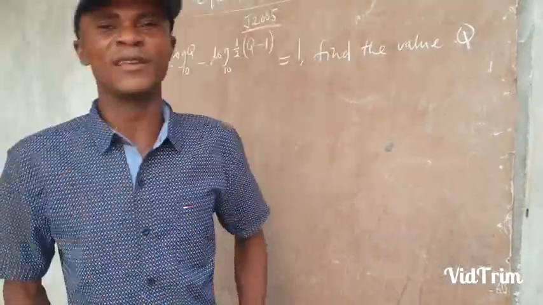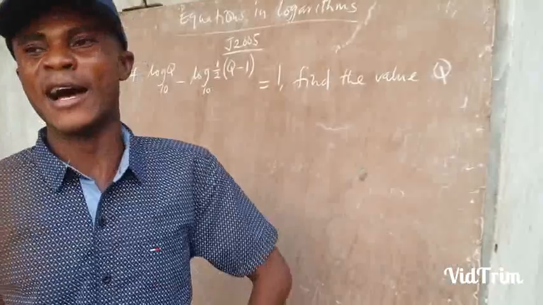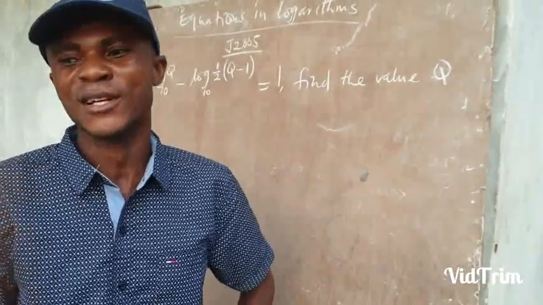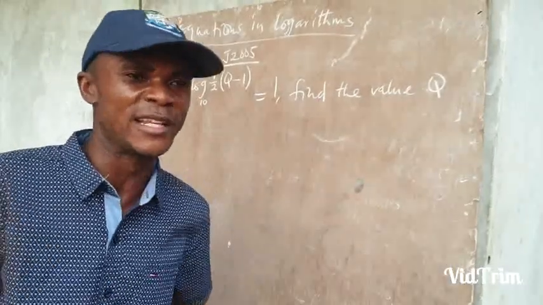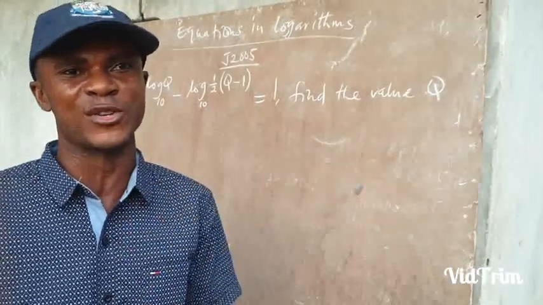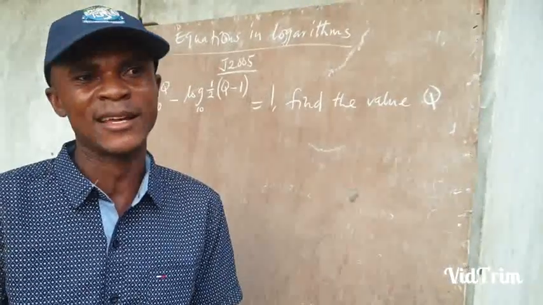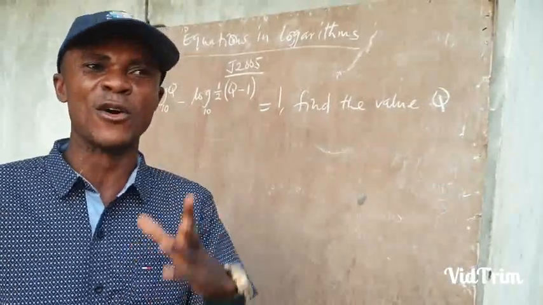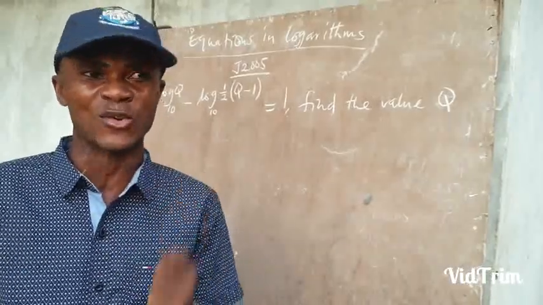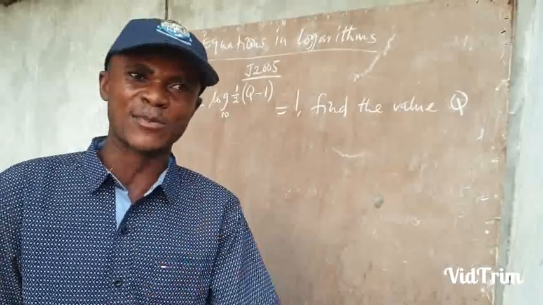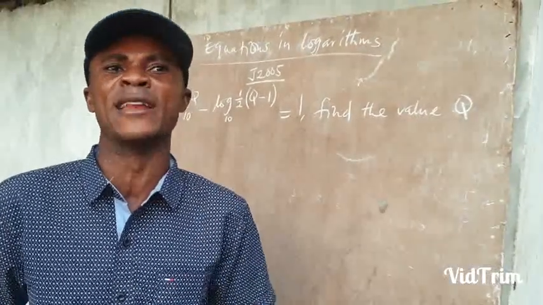We are now solving equations in logarithm. Equations in logarithm, sometimes we call them logarithmic equations. So either you say equations in logarithms or you just say logarithmic equations. An equation is when you have two terms separated by an equal to sign. Therefore, you can only consider an expression as an equation when that expression is linked or separated by an equal to sign.